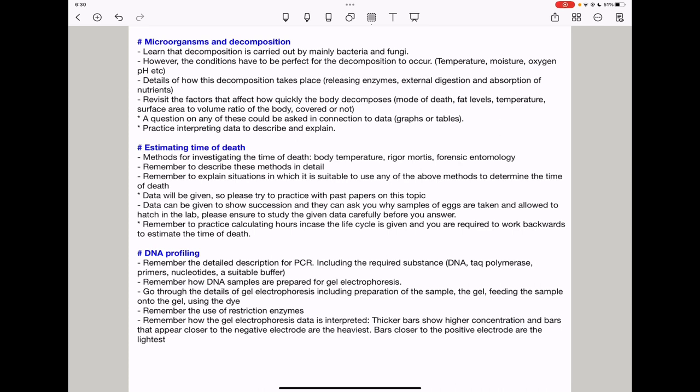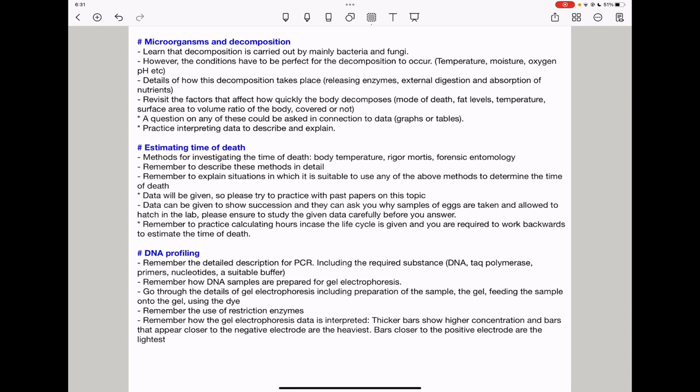Remember mode of death, the fat levels, temperature. The higher the temperature, the higher the rate of decomposition until the optimum is reached. They could talk about surface area to volume ratio of the body, then whether the body was covered or not. Questions can be asked, and this could be connected to data or graphs, so ensure you fully practice with past papers. The next part is estimating the time of death.